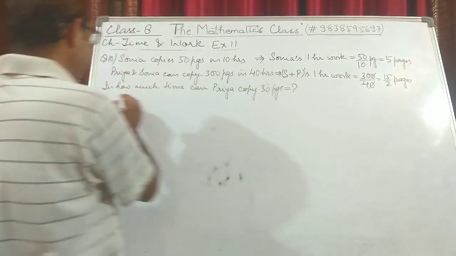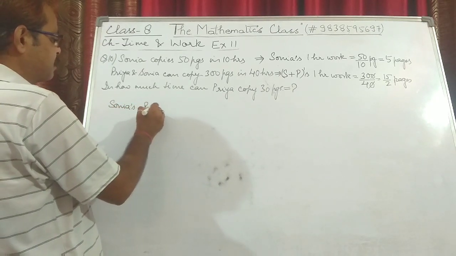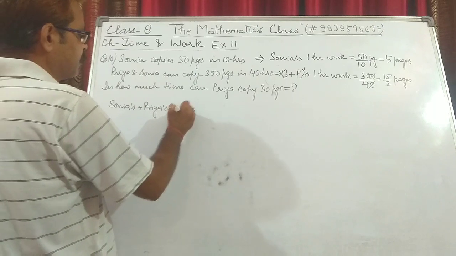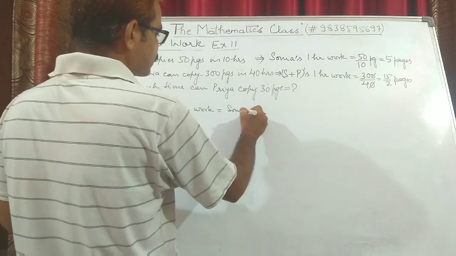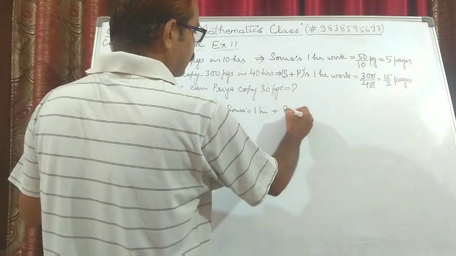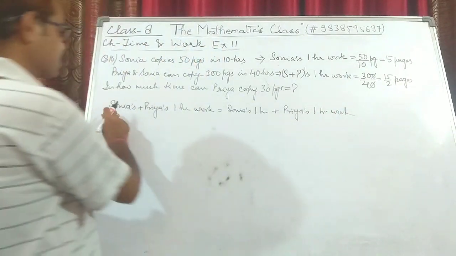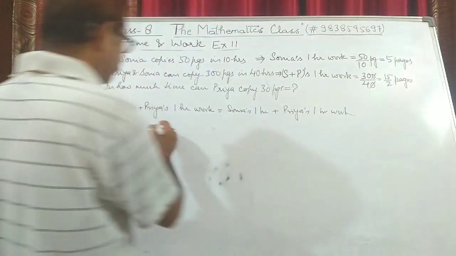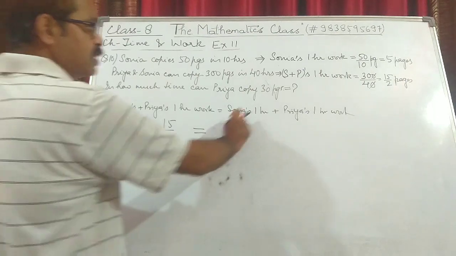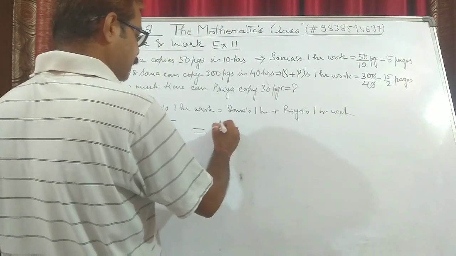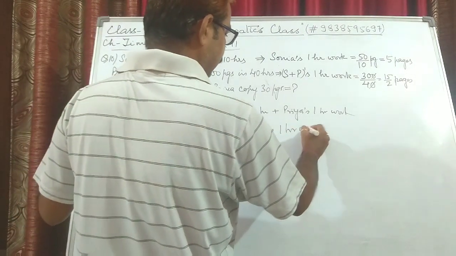This statement means Sonia's plus Priya's 1 hour work is equal to Sonia's 1 hour work plus Priya's 1 hour work. Now Sonia and Priya's 1 hour work is what? 15 upon 2 pages is equal to Sonia's 5 pages plus Priya's 1 hour work.